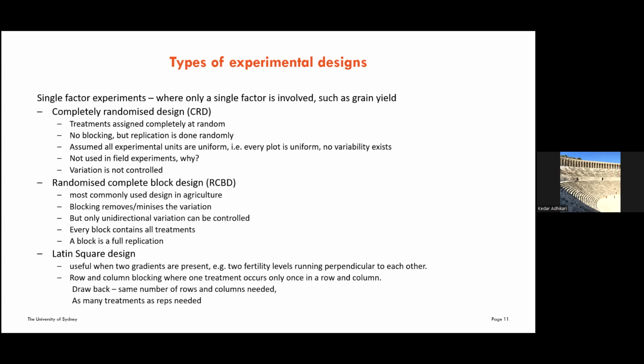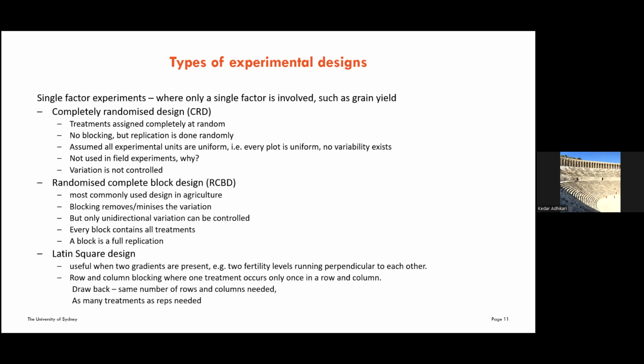Yes, single factor experiments, where only a single factor is involved, such as grain yield. You want to measure the grain yield. In that sort of experiment, it can be done as a completely randomized design. As the name suggests, treatments are assigned randomly, and there is no blocking. We were talking about blocking before to minimize the variation, but there is no blocking in this kind of experiment. And replication can be done, but replication also is random.